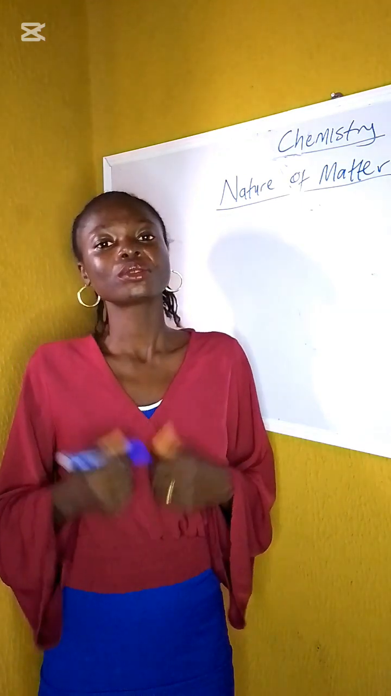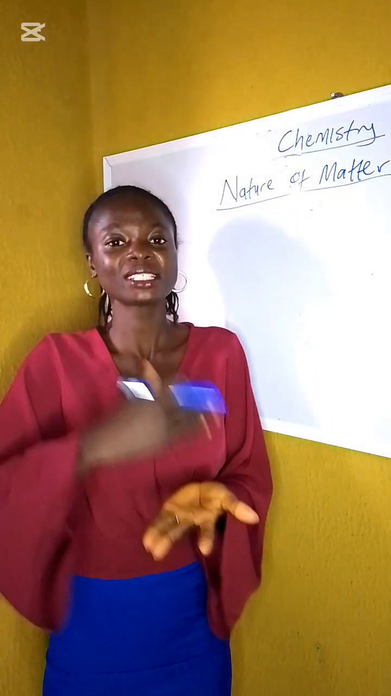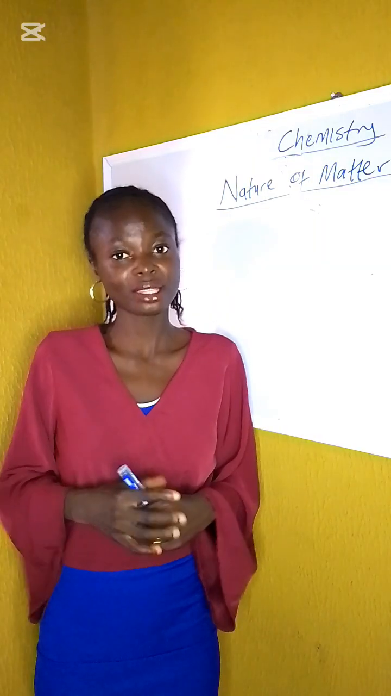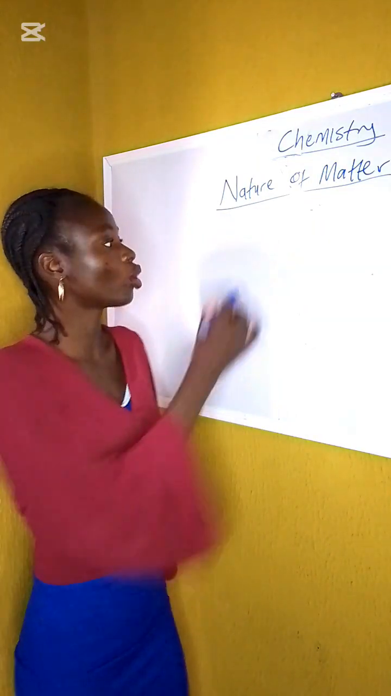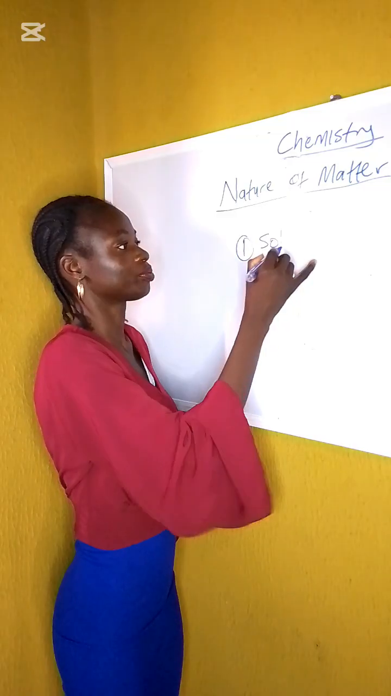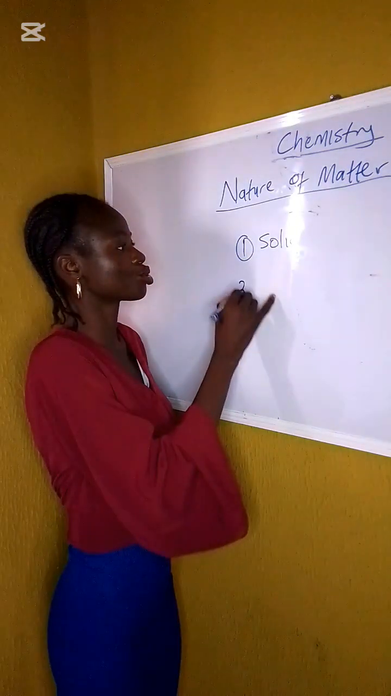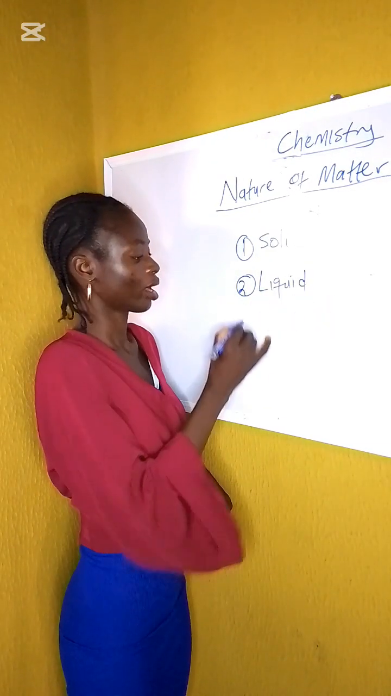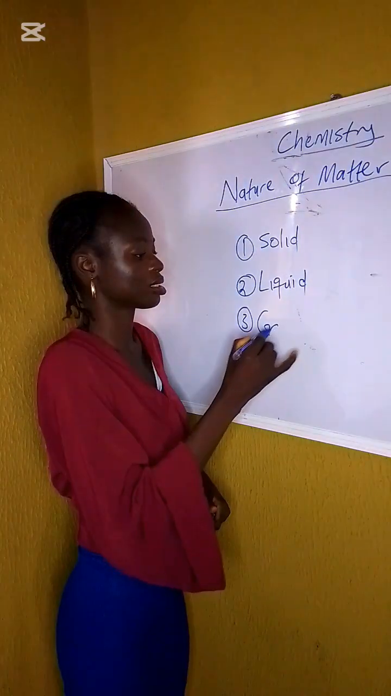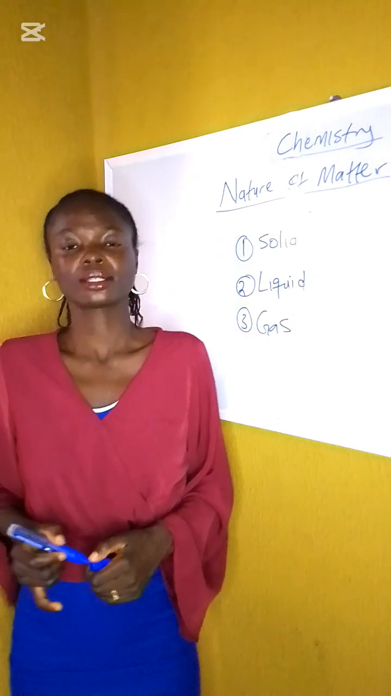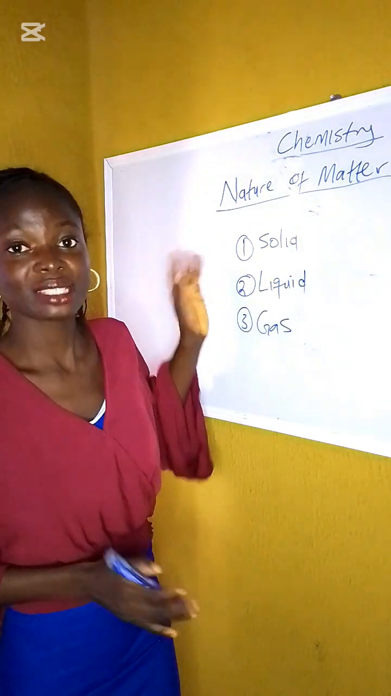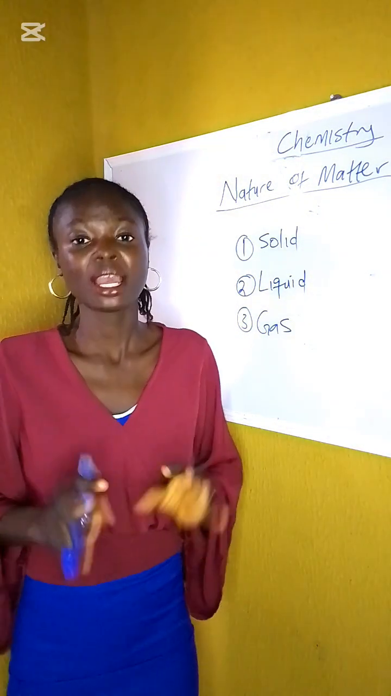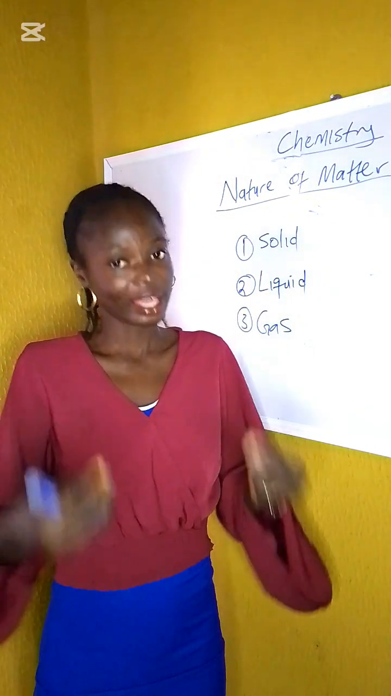Now, moving to the states of matter. This matter can exist in different states, and we have three states of matter. Number one is solid. Number two is liquid. And number three is gas. These are the three states of matter. Matter can exist as a solid, a liquid, and a gas.